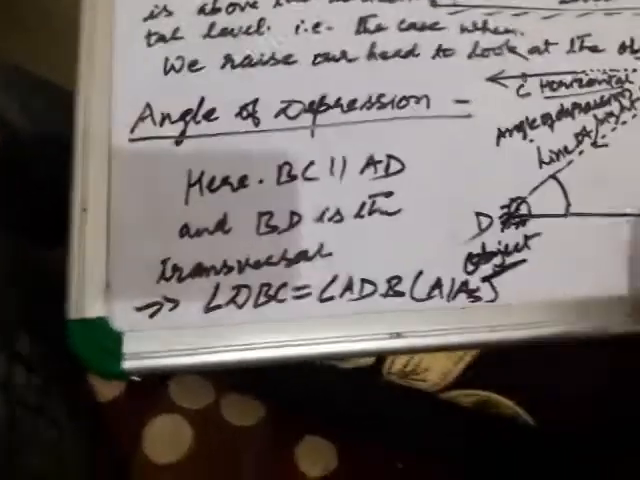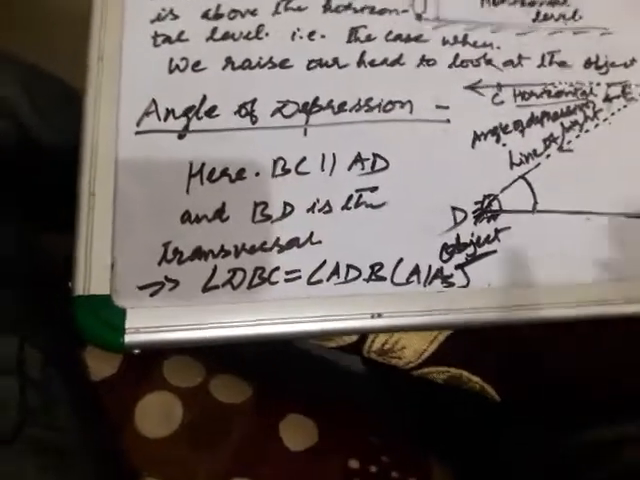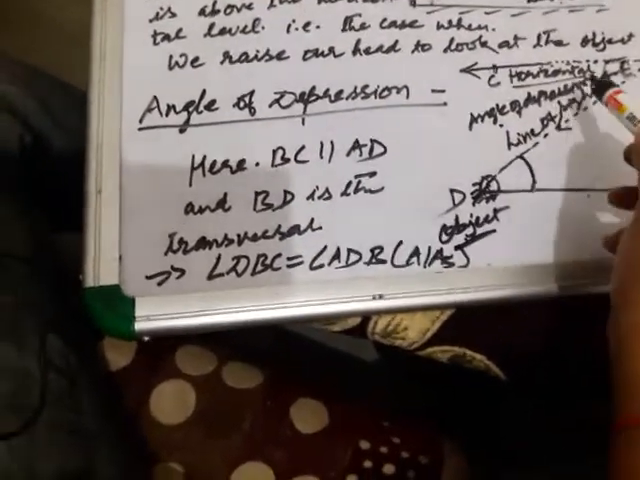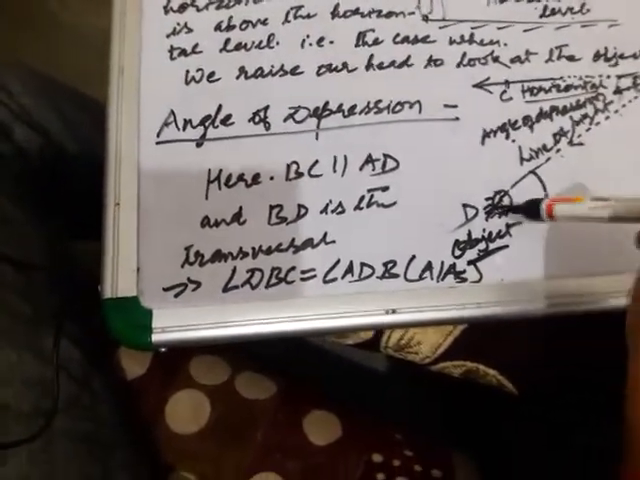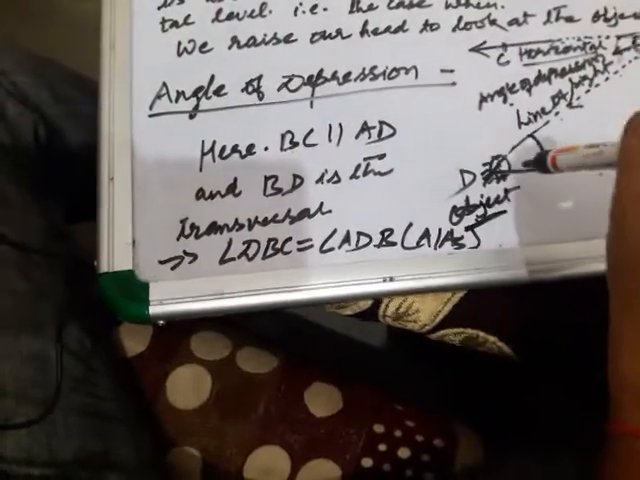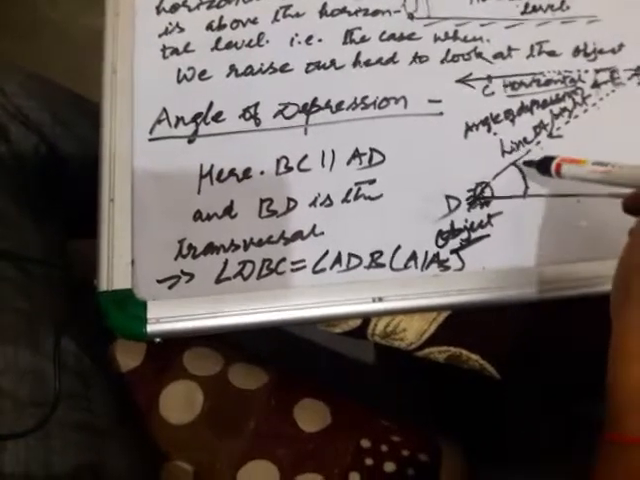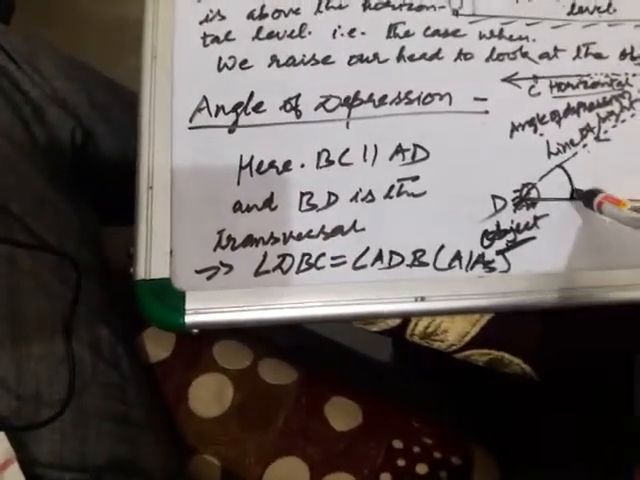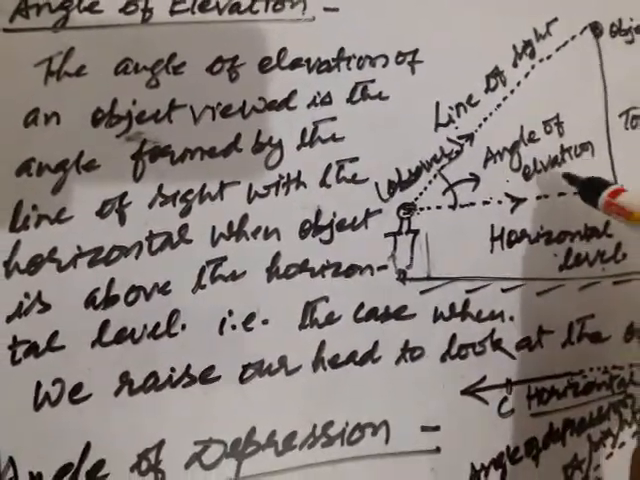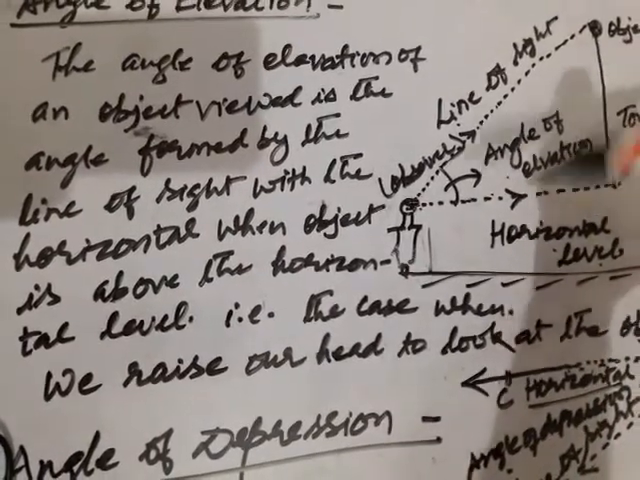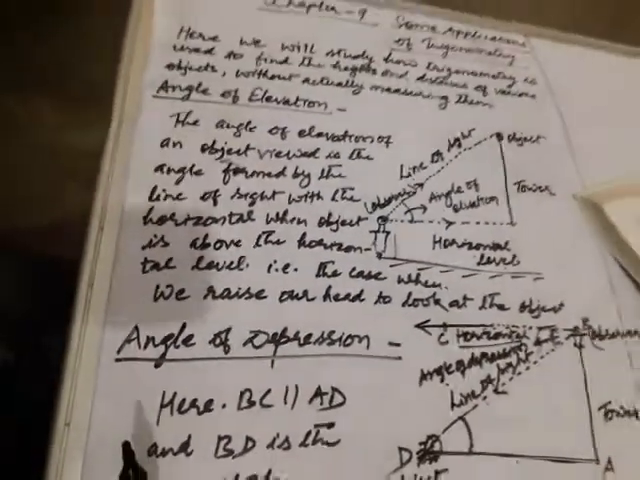This is an important thing. Angle of elevation and angle of depression are formed here, at the eye of the observer. The angle is always formed at the eye of the observer between the horizontal level and the line of sight. In case of angle of depression, the object being viewed is kept below the horizontal level, and the angle of depression is formed here by the alternate interior angle property. This is taken inside the triangle. In case of angle of elevation, the object being viewed is kept above the horizontal level, and the angle is formed at the eye of the observer between the line of sight and the horizontal level.